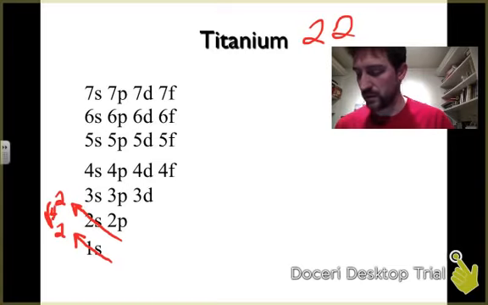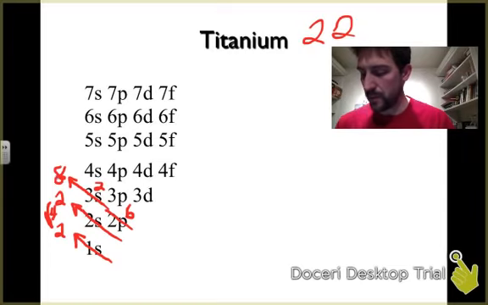I apologize, it's getting squished in there. Then I move down here to the 2p. The 2p holds 6. The 3s holds 2. That means that's a total of 8. If I add this 8 that I just put there with the 4 I had before, now I'm up to a total of 12. Again, I apologize for the writing there, but I need to get up to 22.